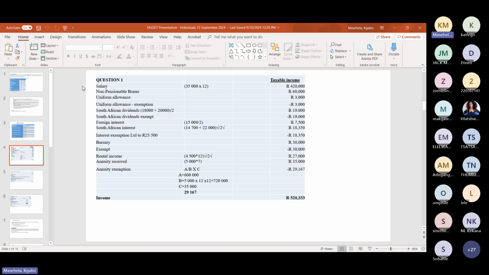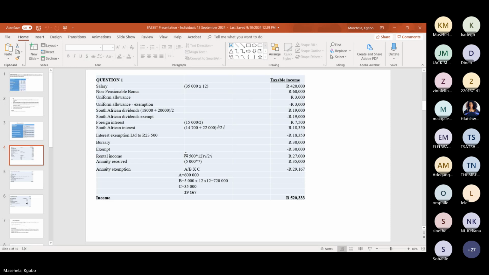Let me just go back to the question, because there is a foreign dividends. Oh, South African dividends, yeah, okay. No, South African dividends, yes. Foreign interest, 15,000 divided by 2, because it was received by Jane, 7.5.